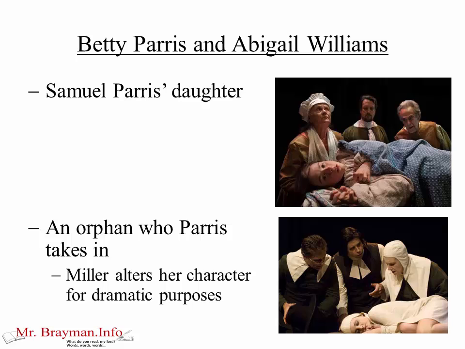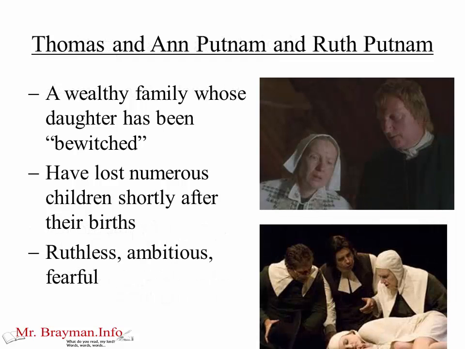Now, she's one of the characters that Miller alters for dramatic purposes. He changes her age and changes a few details about her to make her more of the antagonist and more of a compelling figure in the play. We're also going to meet Thomas and Ann Putnam and their daughter Ruth. Thomas and Ann are the heads of a very wealthy family whose daughter has supposedly been bewitched.